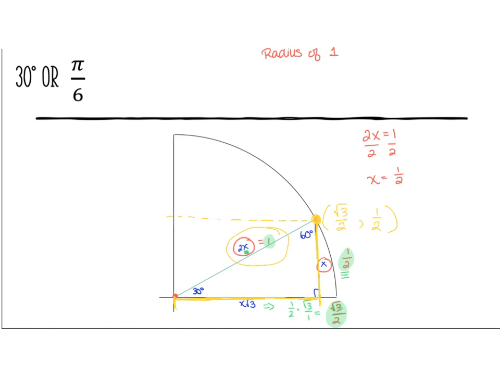So in this case, the x length, as we saw, is the square root of 3 over 2, because that is this bottom side down here. And 1/2 is the height. That's our y value here. So now we have our full point: 30 degrees on the unit circle has an x coordinate of the square root of 3 over 2 and a y coordinate of 1/2.